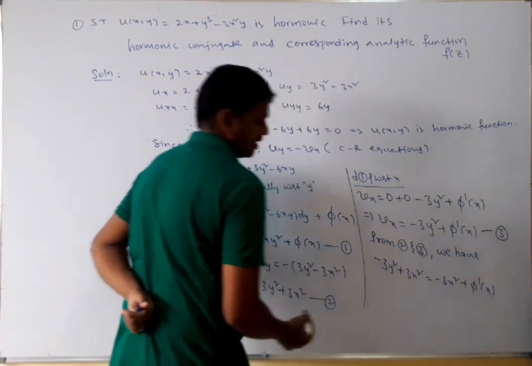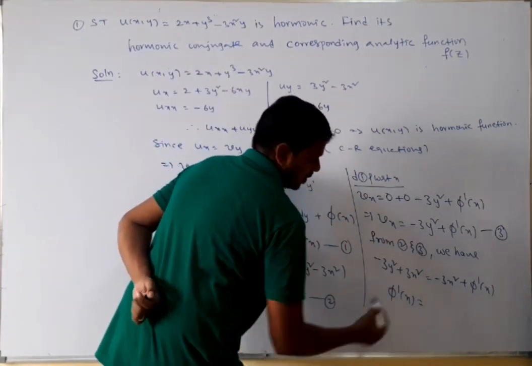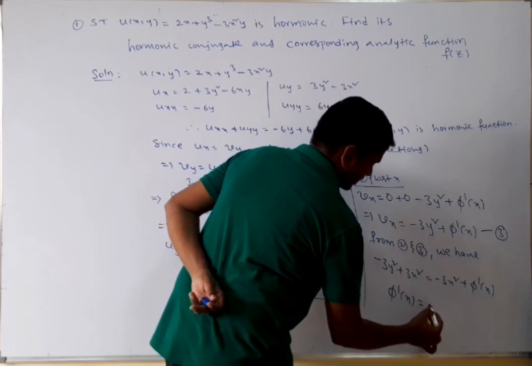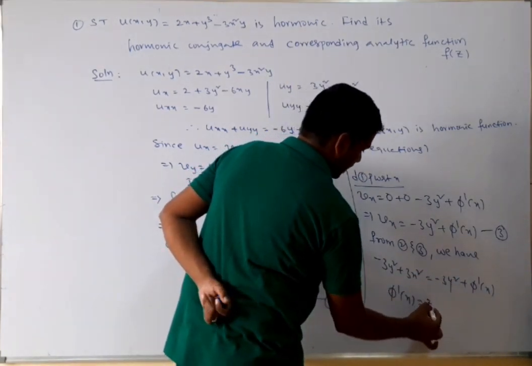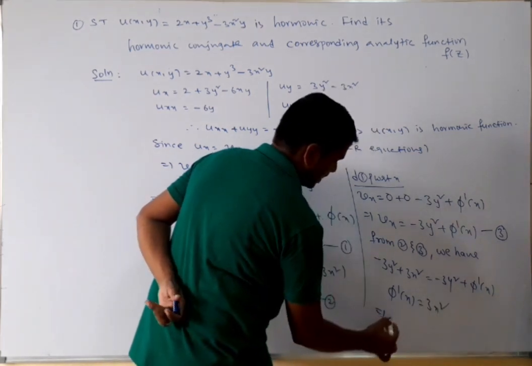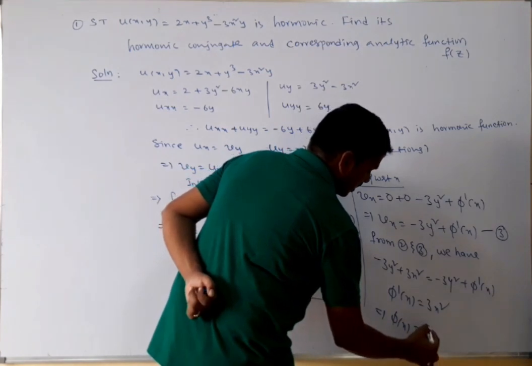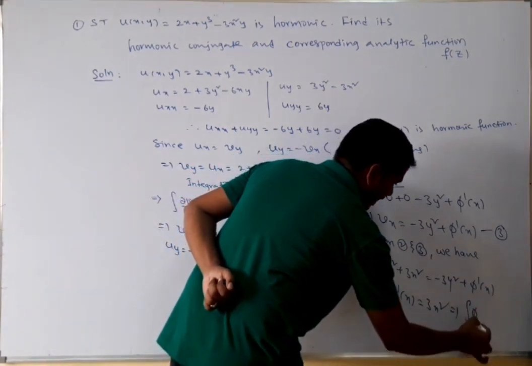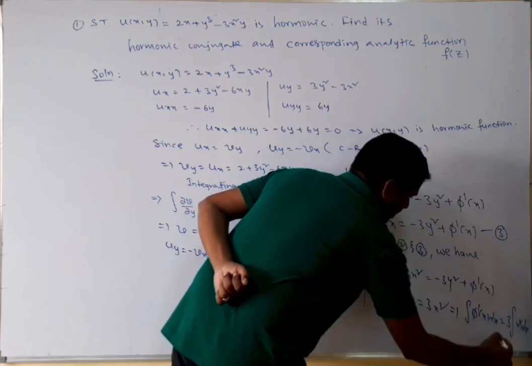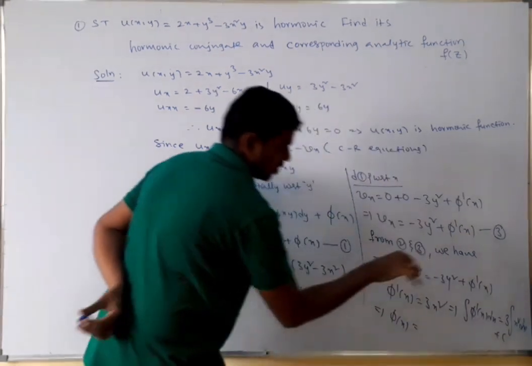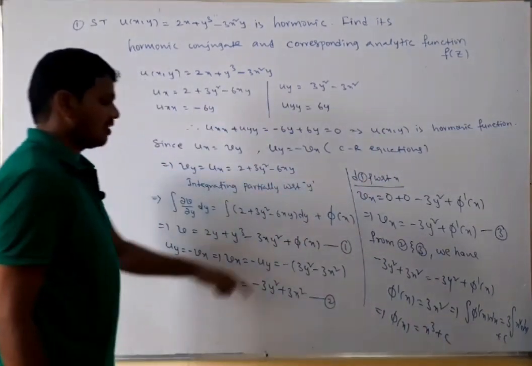Comparing on both sides, or directly you can write phi dash of x is equal to minus 3x square, sorry, it is 3y square, no? 3y square. It is 3x square. Integrating on both sides, phi of x is equal to 3 into x cube by 3, is it clear? Integration of phi dash of x dx is equal to 3 into integration x square dx plus c. Here it is 3 into x cube by 3, 3 gets cancelled, x cube plus c, where c is a constant. We have the phi of x, right?